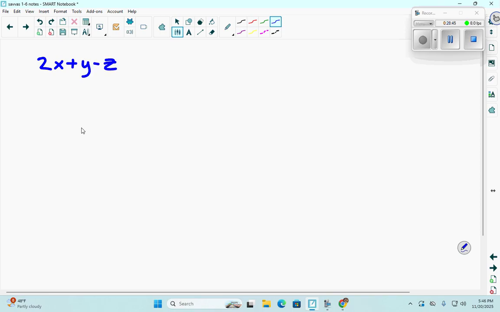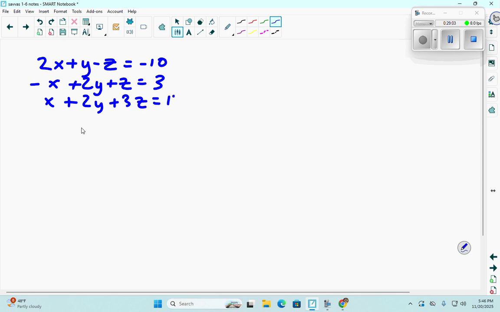Mine will be all over the board because I'm trying to fit it in, okay? So I just want you to watch. And we get negative x plus 2y plus z equals 3. And then I have x plus 2y plus 3z equals 13.